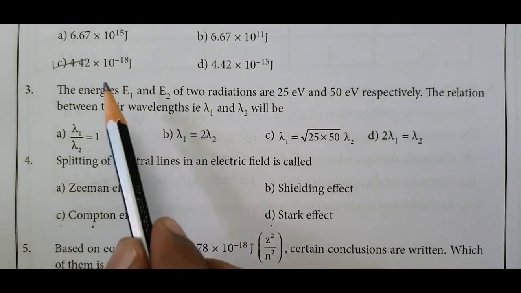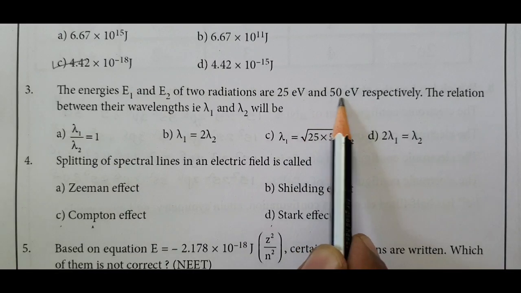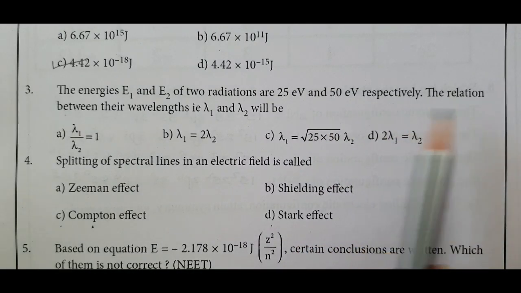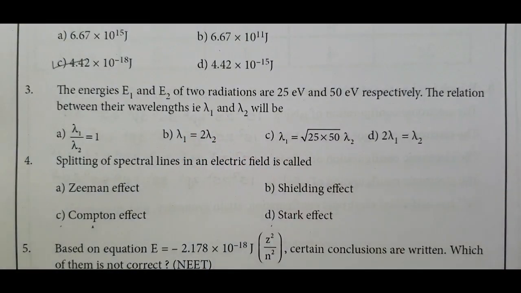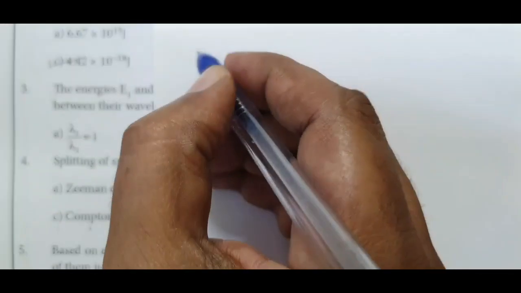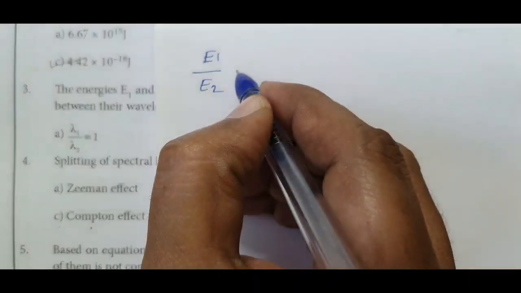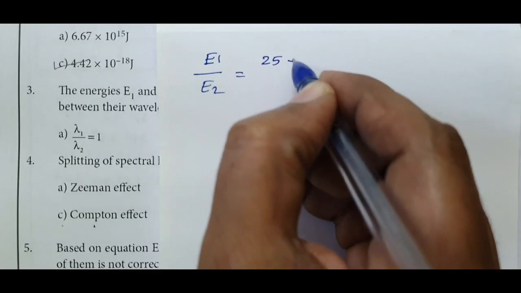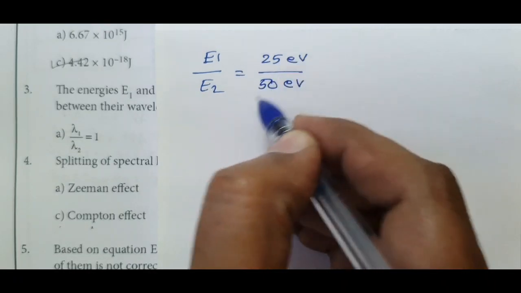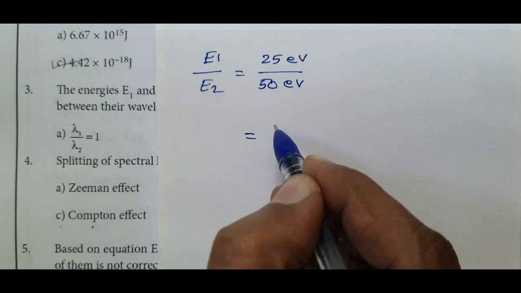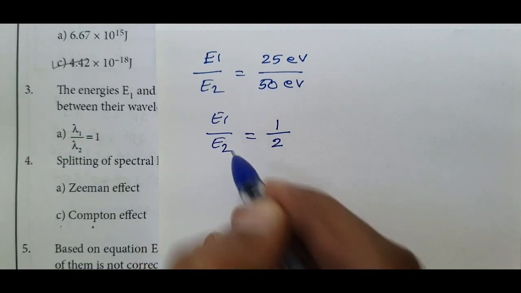Third one word. The energies E1 and E2 of two radiations are 25 electron volt and 50 electron volt respectively. The relation between their wavelengths, that is lambda 1 and lambda 2, will be. E1, E2 values are given in our one word. E1 by E2 equals 25 electron volt divided by 50 electron volt. When you cancel, 1 25 is 25, 2 25s are 50. So E1 by E2 equals 1 by 2.